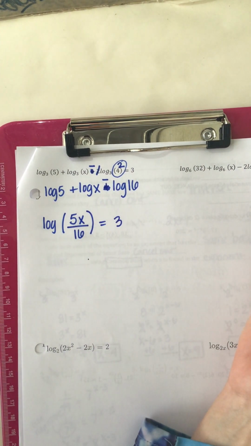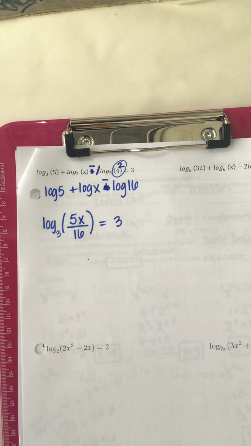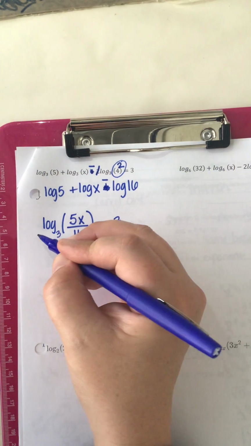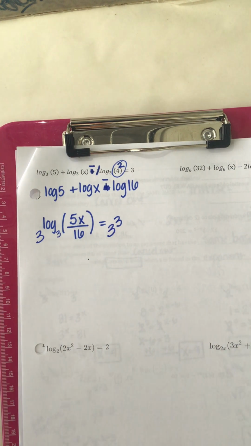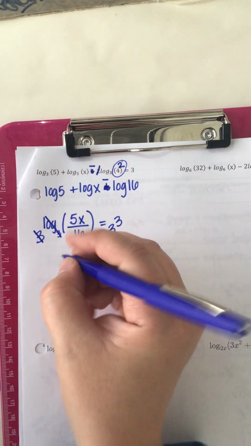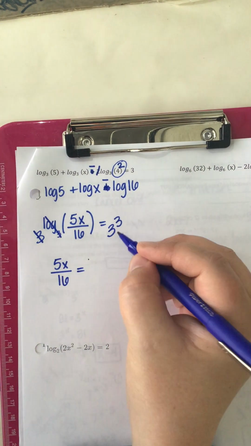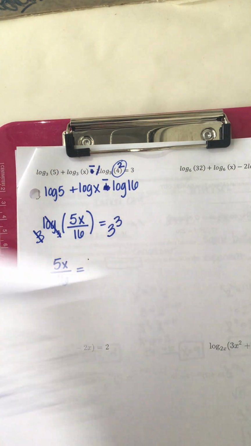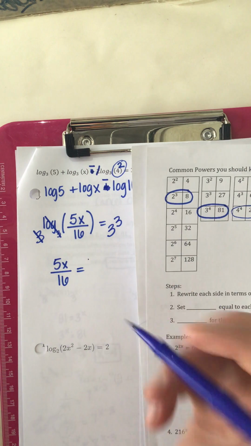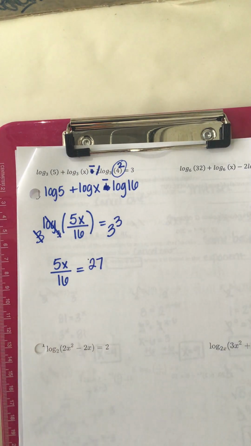equals 3. What was my little number base? 3. And how do I get rid of a log little 3? Big 3. So I'm going to big 3 here, big 3 here. Big 3 on log little 3 is going to cross out. I have 5x over 16 equals. And then 3 to the 3 can be turned back into a regular number. So 3 to the 3 is what? 27. Okay, now our numbers are going to come out ugly since I changed the problem, but it's fine.